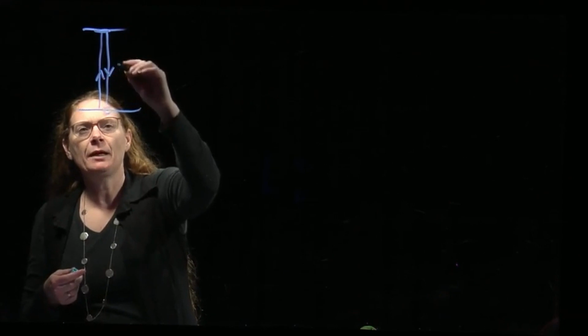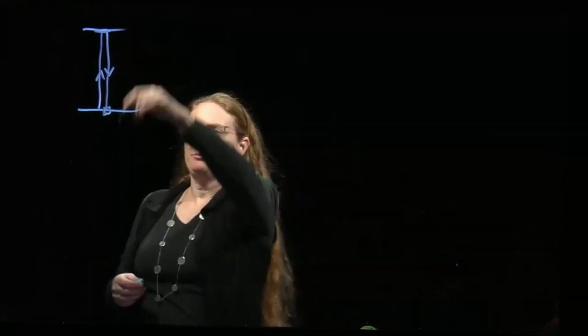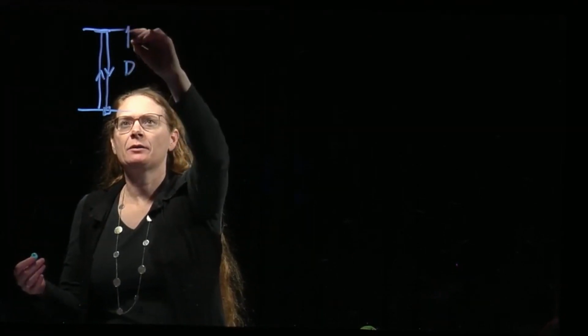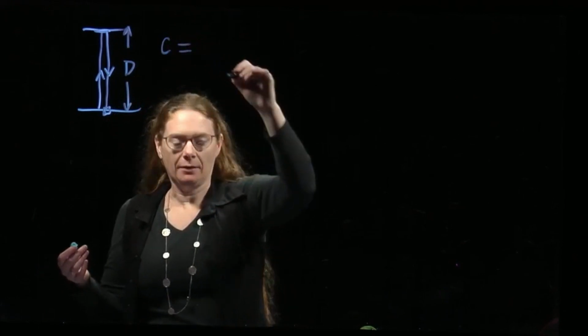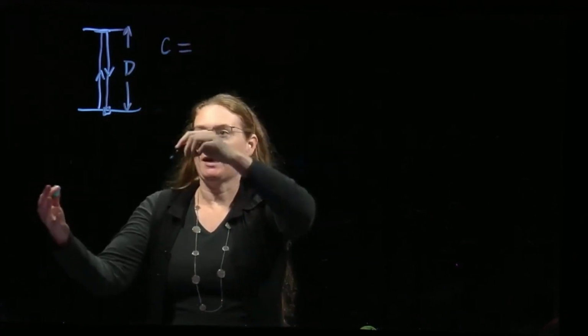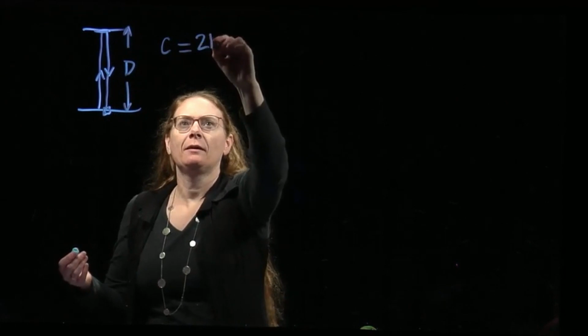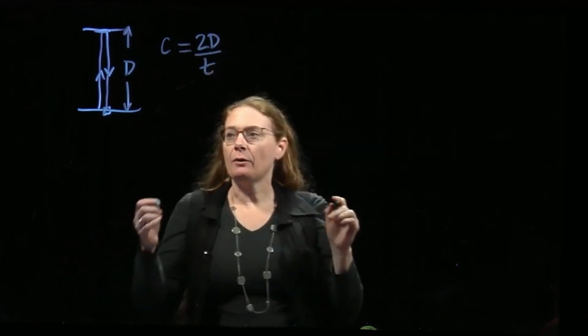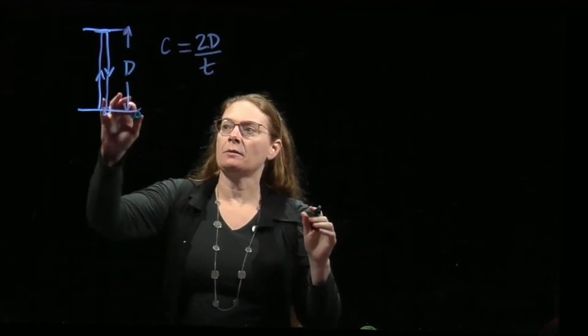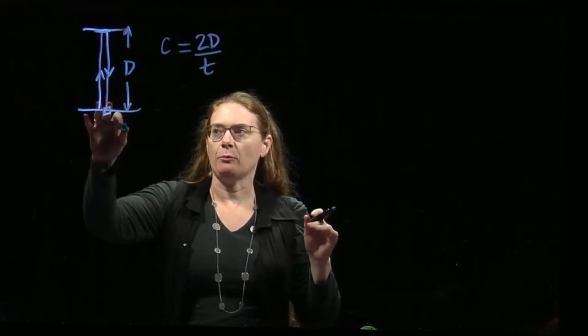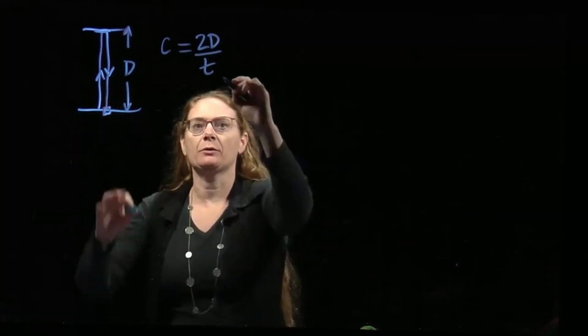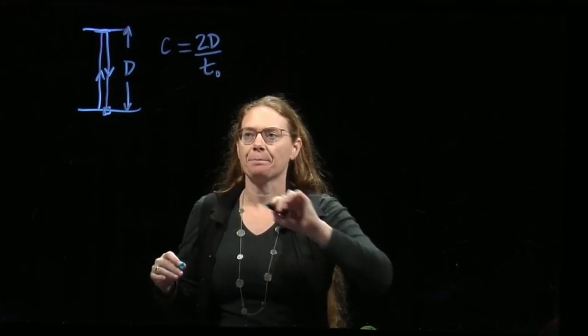So up, down, and we can measure the actual time it takes for this to occur. And if we know the distance it travels, then we know the speed of light is going to be the distance over the time. Distance is 2d over the time. This was our proper time because the location is the same. We're changing in time but not location, so this is our proper time, t0.